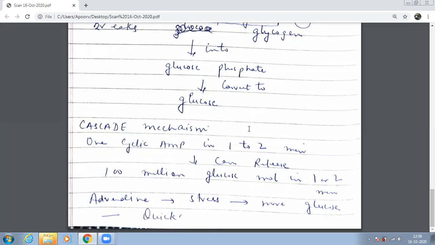In the beginning I told you that adrenaline is a stress hormone. If it is a stress hormone, we need immediate support. We cannot survive with the help of slow hormones. So we need a hormone which is going to help us immediately. That is why we took up the example of catecholamines. What are catecholamines? Adrenaline and noradrenaline. That is why I thought this would be the best example to remember for a quick acting hormone, because that is the quickest part.